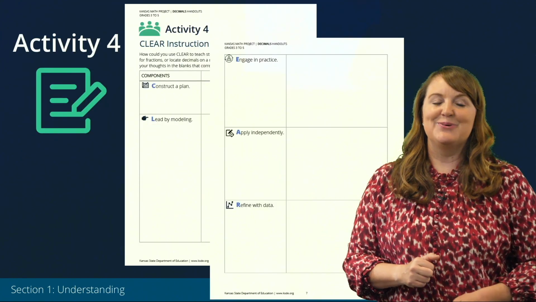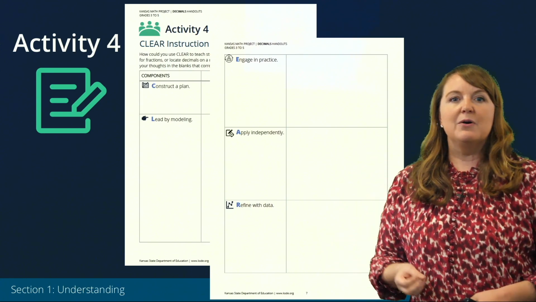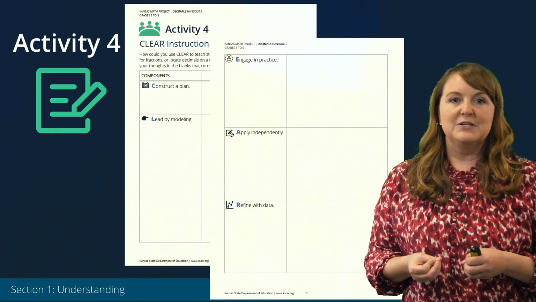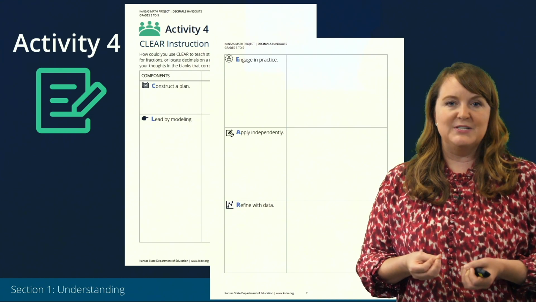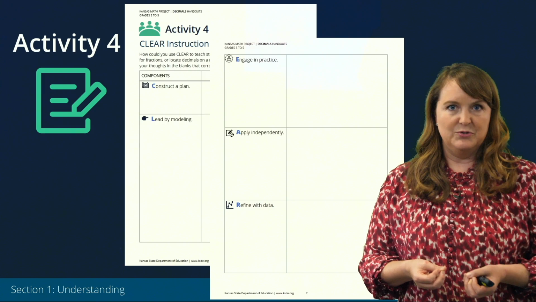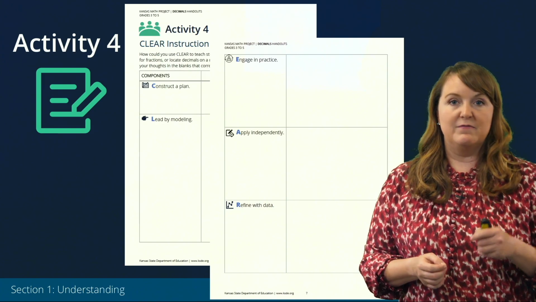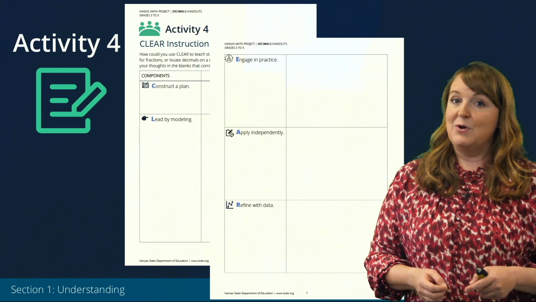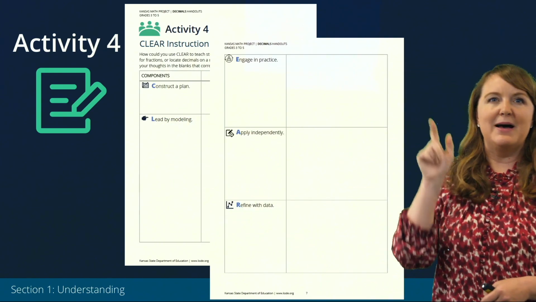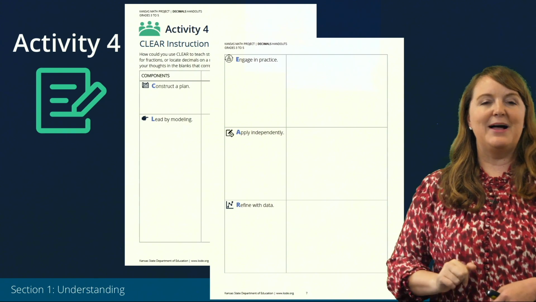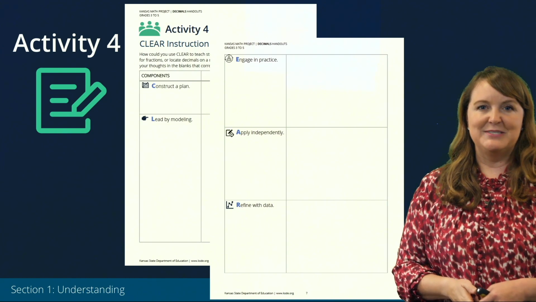That brings us to activity 4. You are going to choose something that's important for students when they are initially learning about how to represent and understand decimals. Choose something that would be appropriate for your students. And then what are you going to do? You're going to tell us about how you're going to construct a plan, lead by modeling, engage in practice, apply independently, and refine with data.